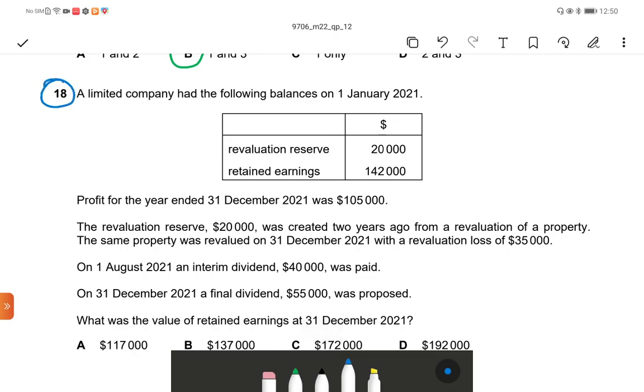Question number 18. A limited company had the following balances on 1st January 2021: revaluation reserve, retained earning. Then profit for the year, they are given 105,000. Revaluation reserve 20,000 was created 2 years ago from revaluation of a property. The same property was revalued again on 31st December 2021. Now this is a revaluation loss of 35,000. So we have to get the net effect.